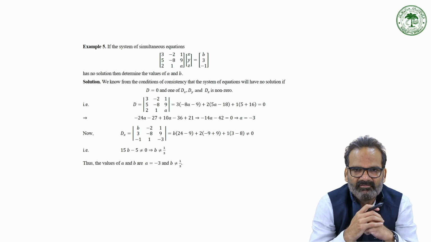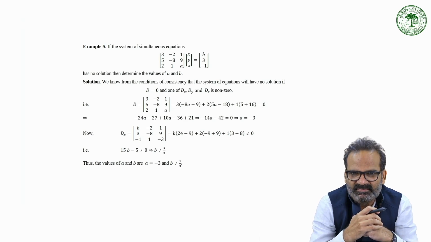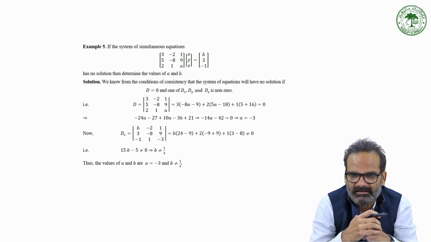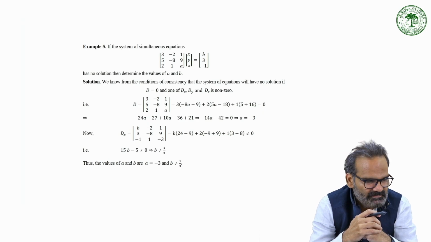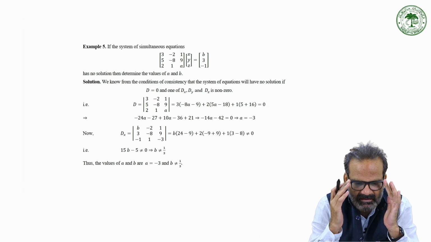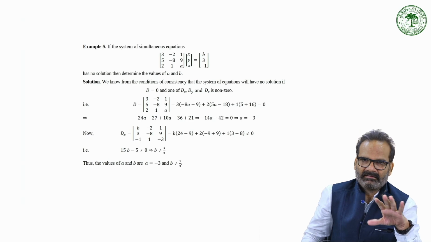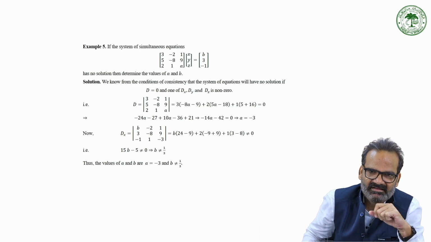In the last session, we solved some questions based on consistency and inconsistency of a system of linear equations. We discussed the conditions under which a system of linear equations may be consistent or inconsistent. Consistent means the system of equations has a solution, and inconsistent means it has no solution. So, in continuation of the same concept, let us have some more examples based on conditions of consistency as well as inconsistency.